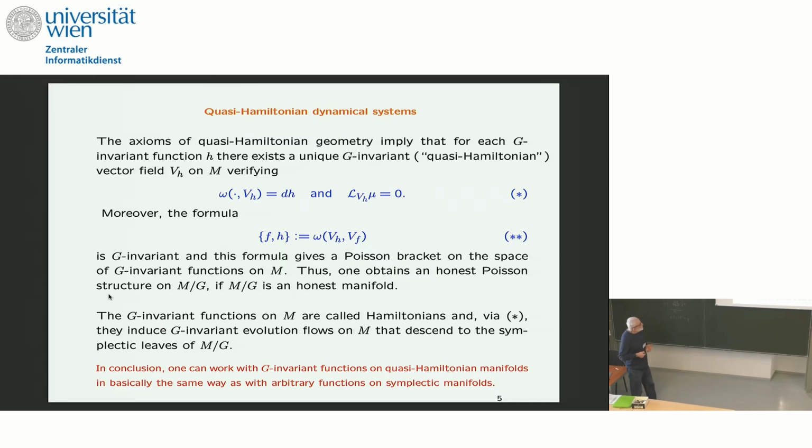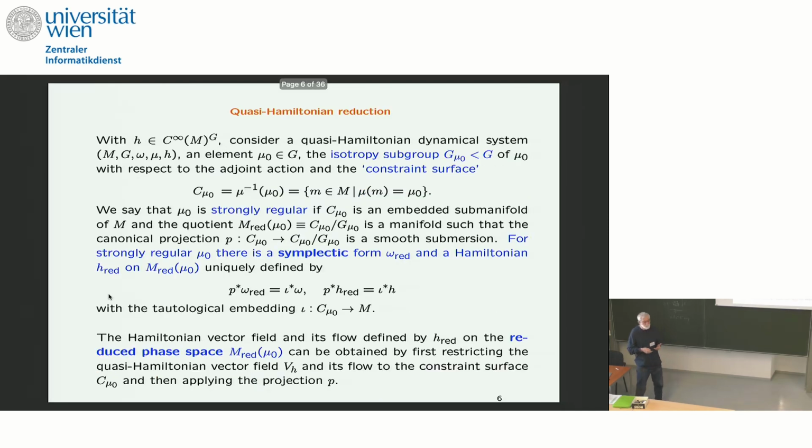Okay, so basically, one can work with invariant functions in the same way as with arbitrary functions on a symplectic manifold. And there is also an analog of Marsden-Weinstein point reduction, and other reduction procedures have analogs in this context.